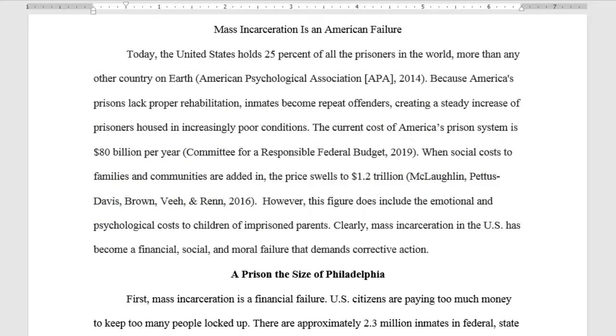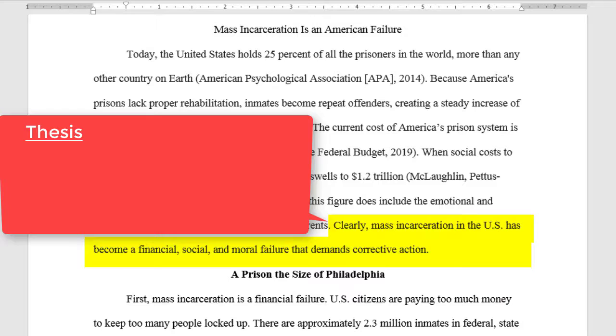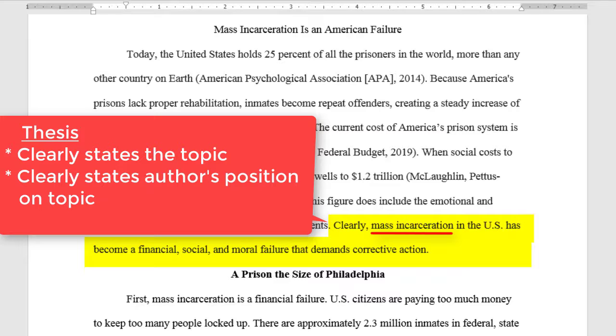Now, by providing this background about mass incarceration in America, Jane has prepared us for her thesis. Clearly, mass incarceration in the U.S. has become a financial, social, and moral failure that demands corrective action. Note the following about Jane's thesis. First, it clearly states the topic, mass incarceration, and Jane's position on the topic, a failure that demands action. Your thesis should do the same.